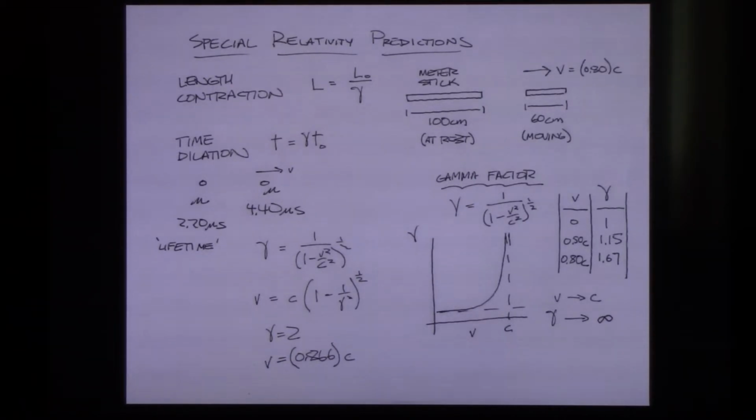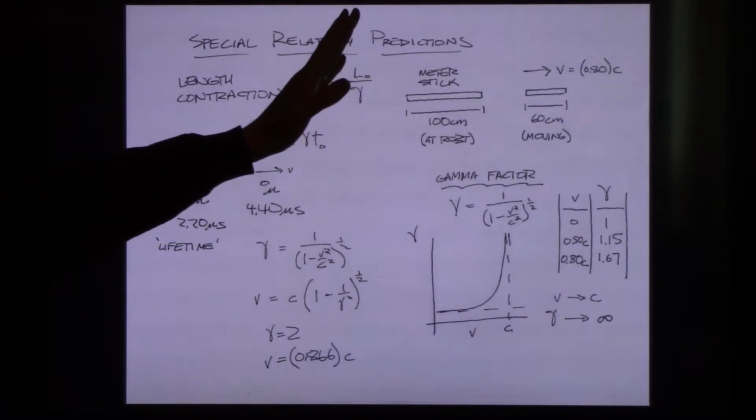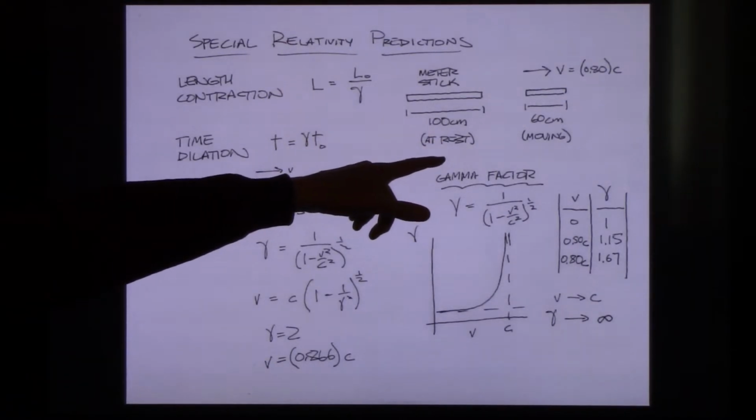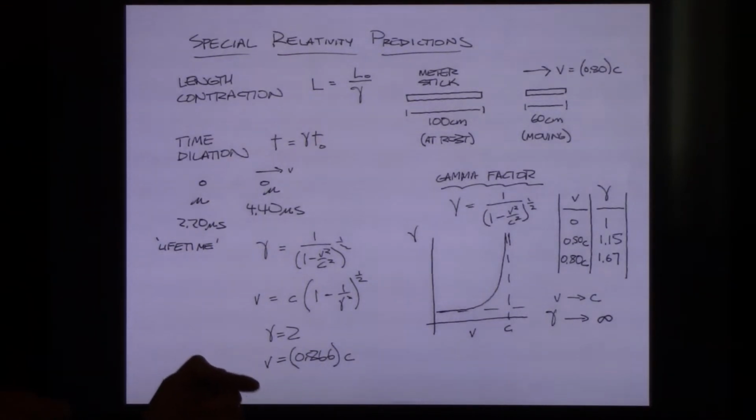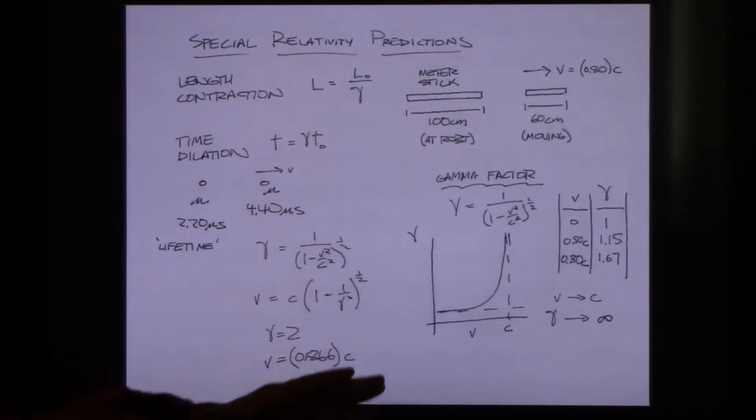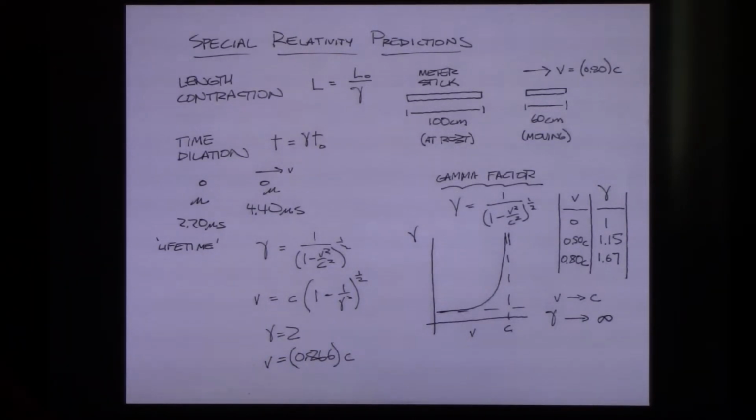A couple of the predictions that come from special relativity are referred to as length contraction and time dilation. So length contraction says this. It says that if I have an object, let's say a meter stick has a pretty well-defined length to it, 100 centimeters, if it's at rest. But relativity says that objects that are moving within our reference frame are not going to appear shorter, they're going to physically be shorter. They are going to take up less space.